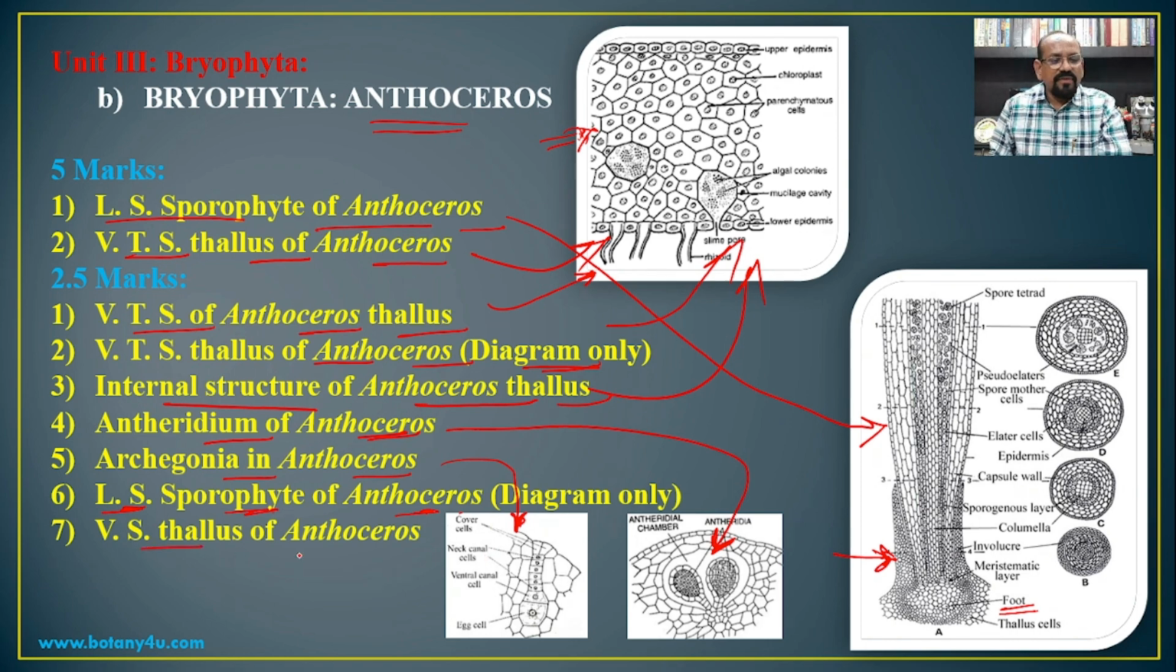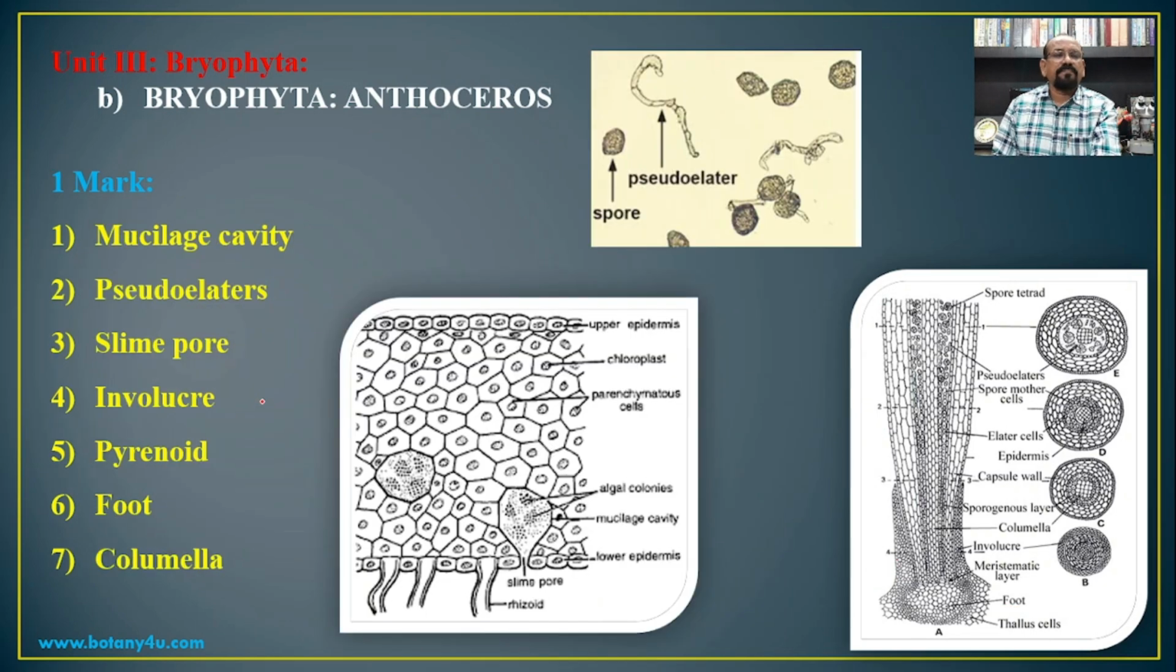Again VS thallus of Anthoceros. So again here the VS thallus of the Anthoceros, same type of question. So when you see these 5 mark or 2.5 mark questions, you will find that very commonly the questions are asked on either the internal structure of the thallus or the LS of sporophyte, and rarely two questions are asked. One is from the antheridium and another is from the archegonia.